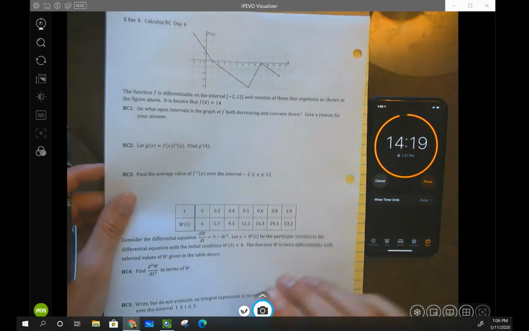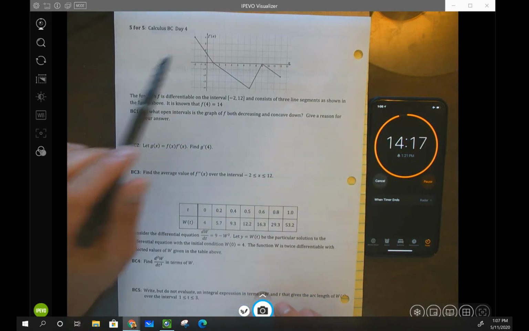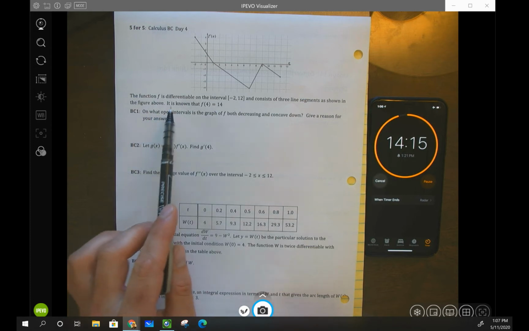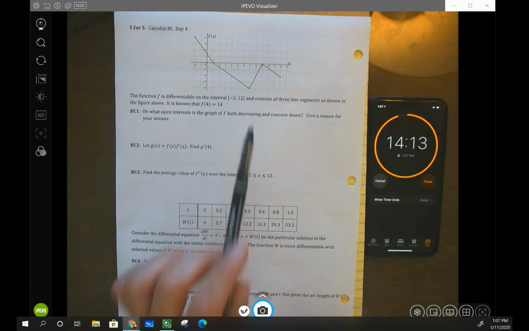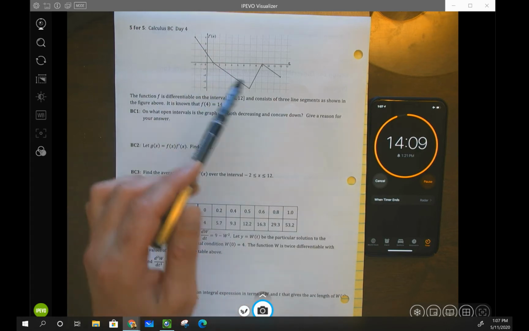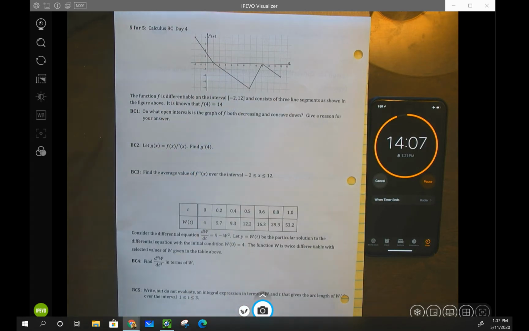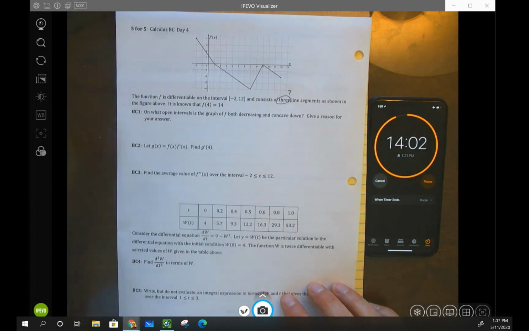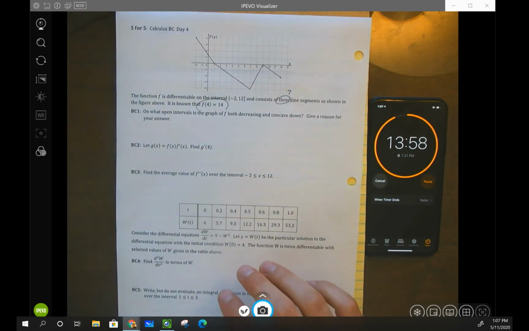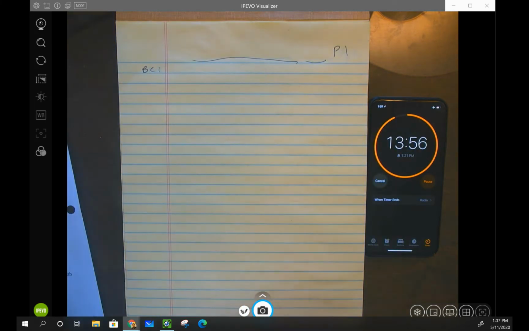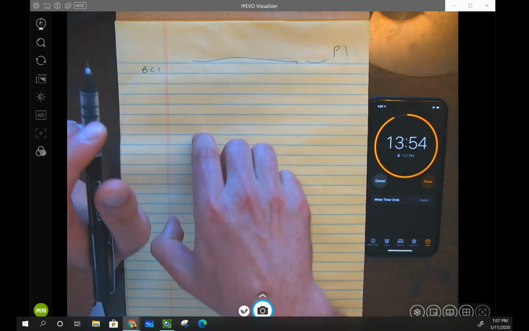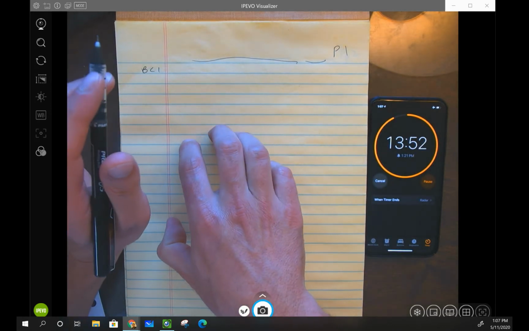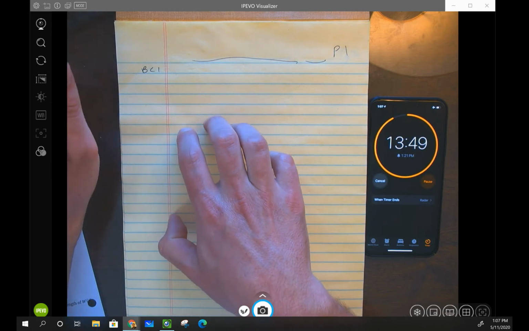This time we only have a graph and not a table. So the function f is differentiable on this interval, -2 to 12. 3 line segments. That is a typo. I see 1, 2, 3, I see 4 line segments. And f of 4 is 14. All right, BC1. On what open intervals is the graph both decreasing and concave down?